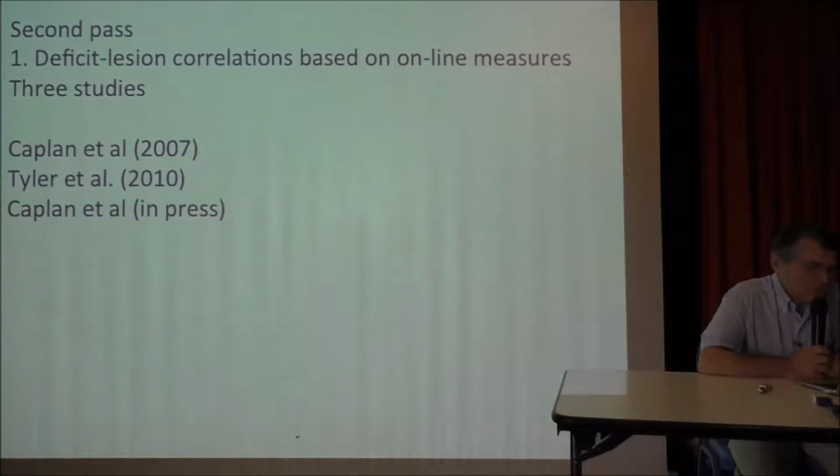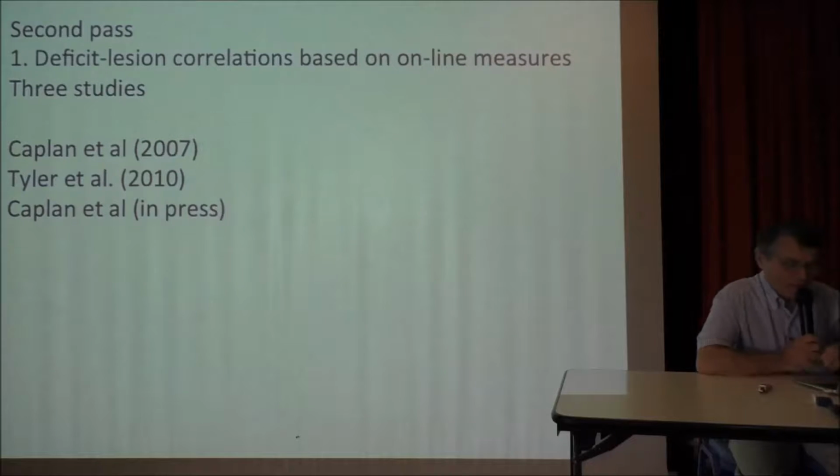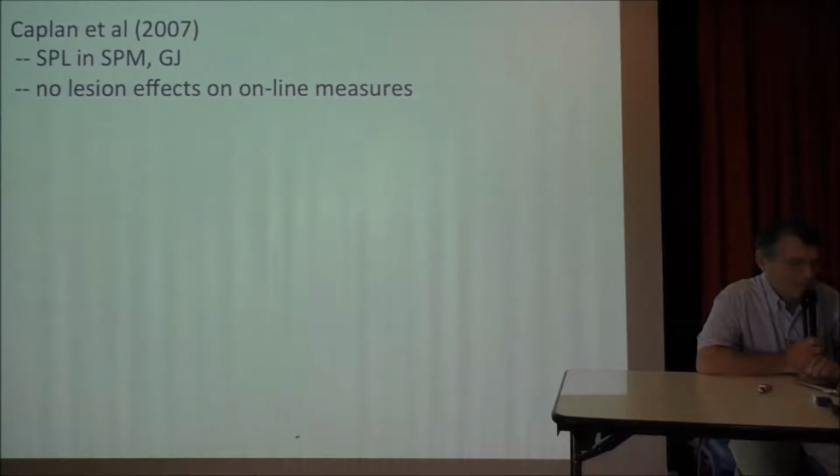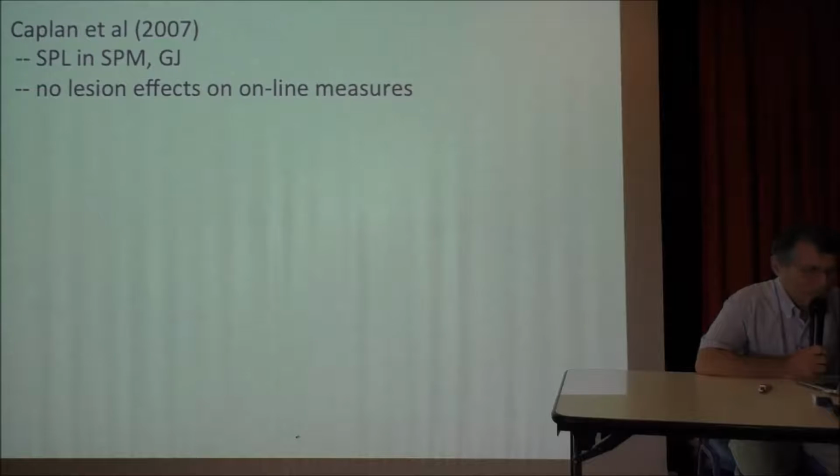Deficit lesion correlations based on online measures. There are 3 studies. First is a study that we published in 2007 where we did self-paced listening in 2 tasks, sentence picture matching and grammaticality judgment. I'll come back to task effects later, it's going to be a big theme. And we found no effects of lesions on any online measures.